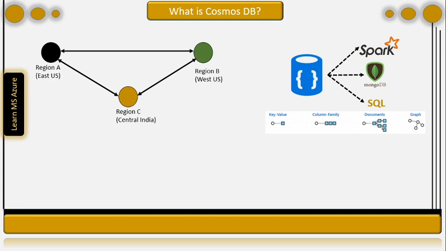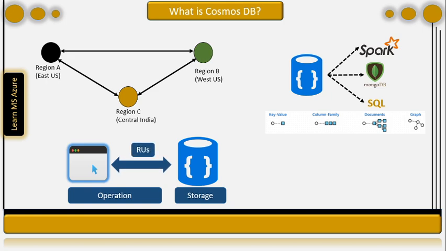You can see the different data models we have, such as key value, documents, column family, graphs, etc. Depending on the API that you choose, you will get an experience of key value, documents, graph, etc. In Cosmos DB, you pay for the storage of data and the operations that you perform on the database. Whatever operation you perform on the database consumes some amount of database resources, which is calculated or expressed in request units. The throughput is basically measured in number of request units per second on the database.